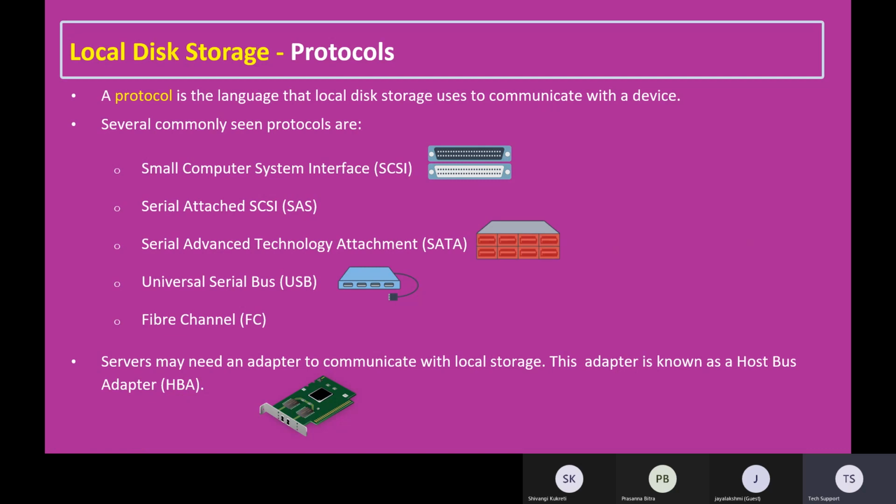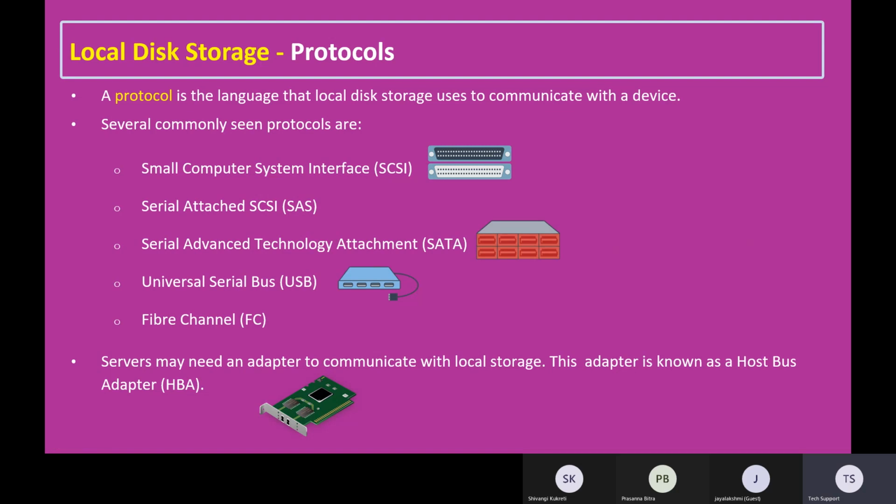The same host bus adapter is required for our ESXi host also, because ESXi is also a server. To access any SAN storage, either fiber channel SAN, we require an HBA card at our storage level. If you see this card icon, it looks like our network interface card, but it's not a network interface. If you see the port style, this port is not like an RJ45 port, it's a fiber channel port. Okay, so the HBA card looks like this. This is about the local disk storage protocols.